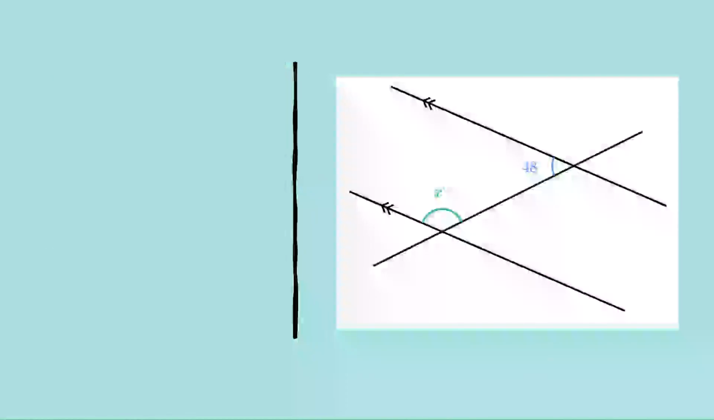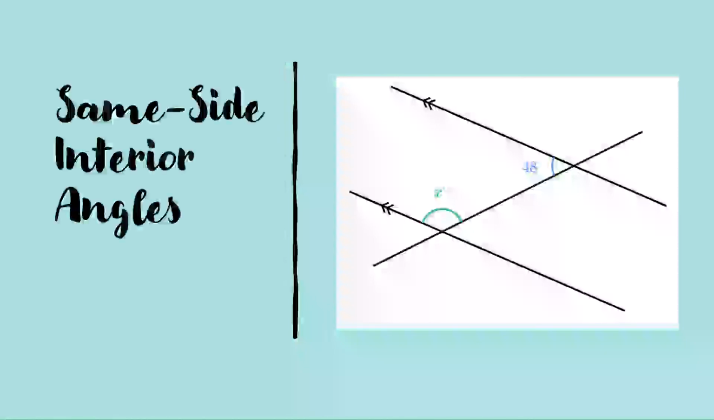In this example, we see that our angles are in between the parallel lines. They're on the interior, and they are on the same side of the transversal. So these angles are same side interior angles. Now, unlike the previous examples, same side interior angles are not congruent, but they are supplementary. That means when we add them together, they're going to equal 180 degrees. So X plus 48 equals 180 degrees.